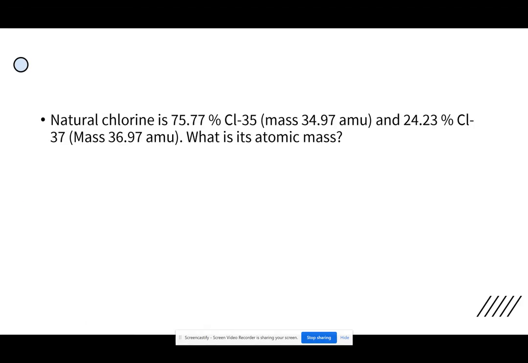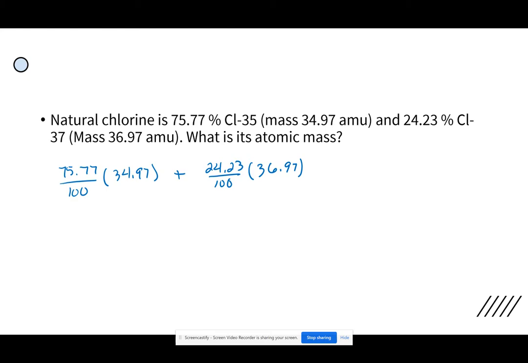So natural chlorine is 75.77% chlorine 35 and 24.23% chlorine 37. What is its atomic mass? So I'm going to do the fraction, so 75.77 over 100 times the mass of isotope 1, so 34.97, plus the fraction of isotope 2, 24.23 over 100, times the mass of isotope 2. If there was more isotopes, you would just keep going. If there was 5 of them, you'd do it 5 times, you know?